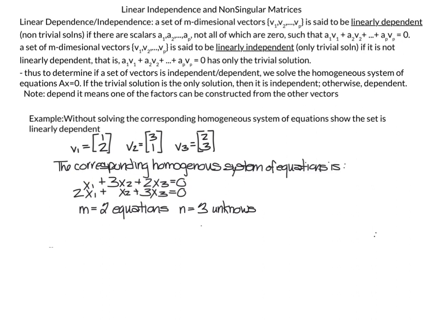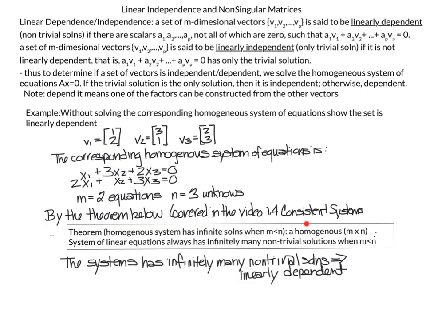So I have x1 + 3x2 + 2x3 = 0, and 2x1 + x2 + 3x3 = 0. I'm going to note that there are two equations, so m is equal to 2, and there are 3 unknowns, n is equal to 3. And from our last video about consistent systems, that was chapter 1.4, we had this theorem.